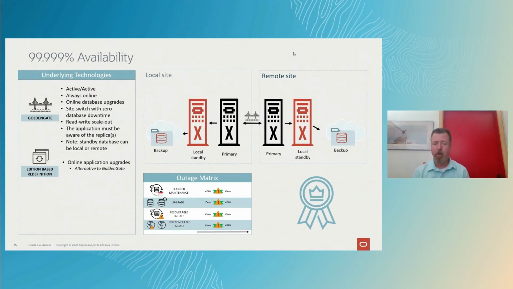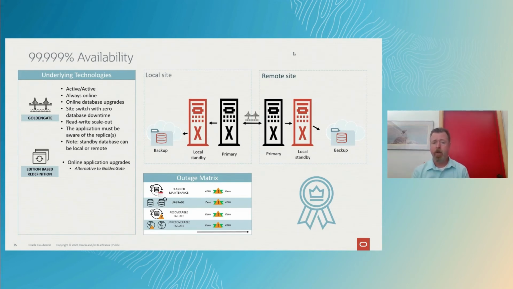Our outage matrix looks just like we want it to, right? We're getting zero across the board right now because we have two full primary environments that we can have up and running, and we can upgrade one of those at a time. So our planned maintenance is taken care of for us. Recoverable failures, of course, are taken care of at this point, right? And then unrecoverable failures as well. We have full primary environments, right? And we can direct accordingly.